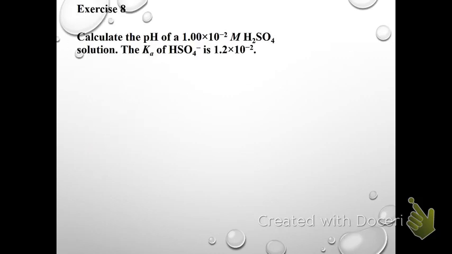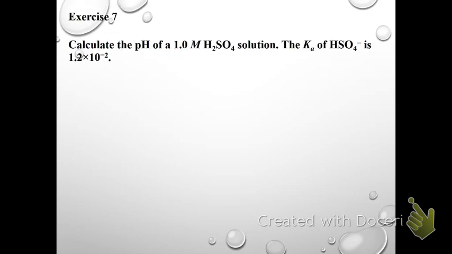That's not supposed to be there. I thought that slide got deleted, so ignore that slide. Okay, so we're going to calculate the pH of, did I skip 7? I did. I was like, whoops.